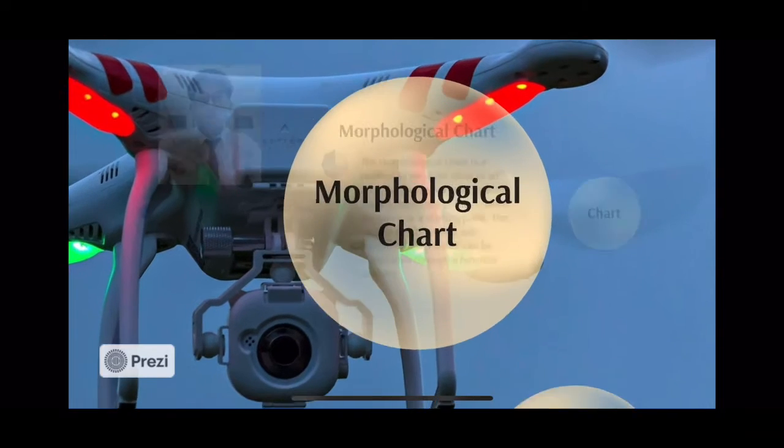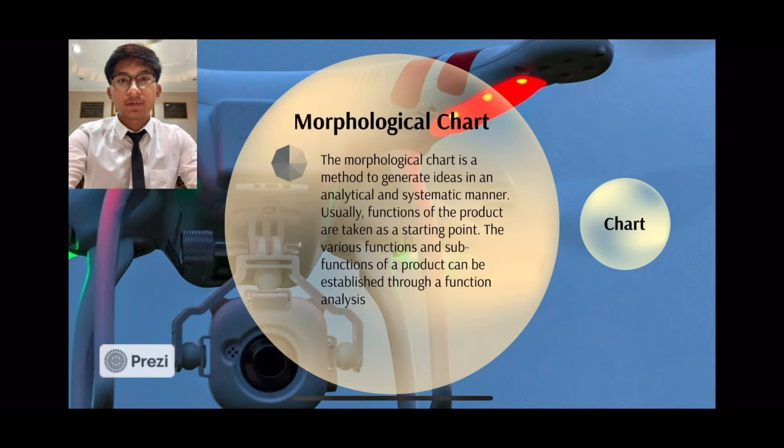Assalamualaikum, my name is Abdullah Amir Amshah and I will discuss the morphology chart. The morphology chart is a method to generate ideas in an analytic and systematic manner. Usually, the functions of the product are taken as a starting point. The various functions and sub-functions of the product can be established through a function analysis.